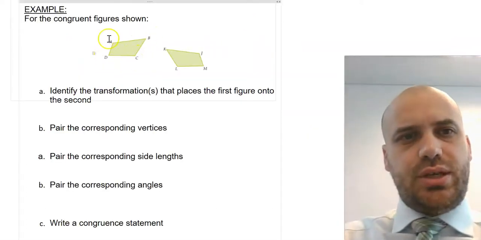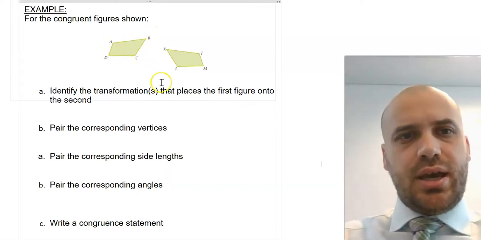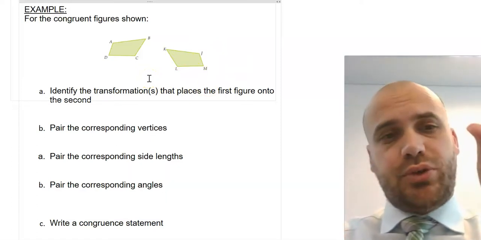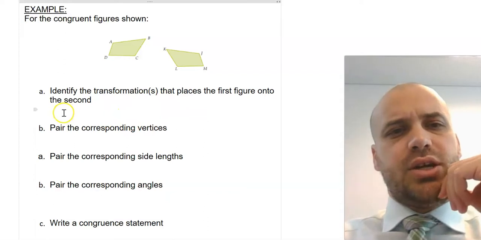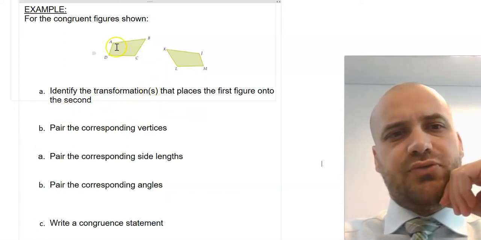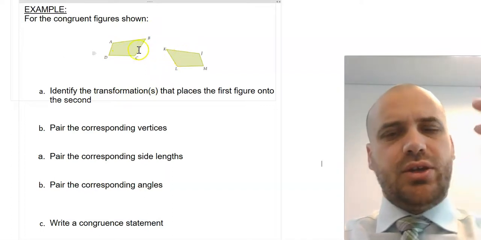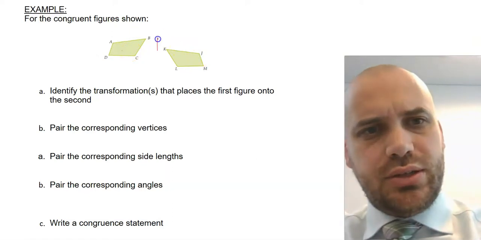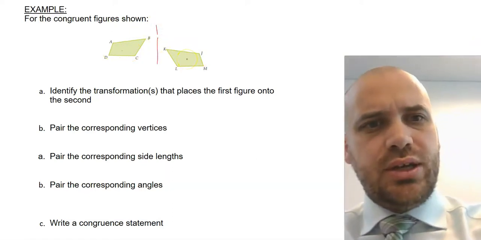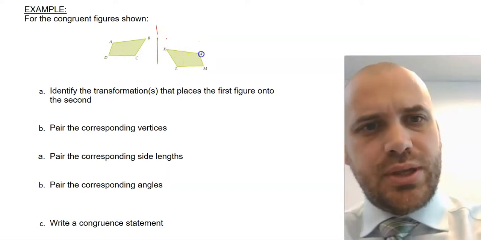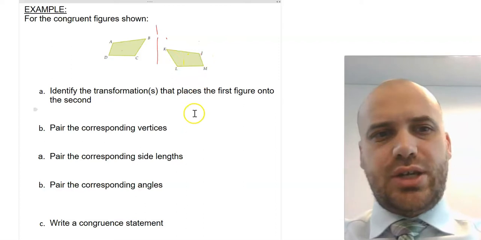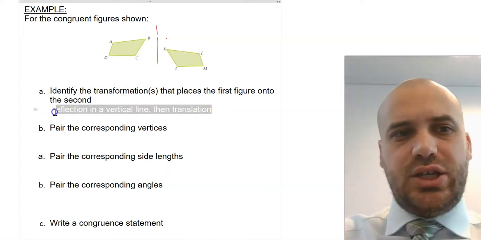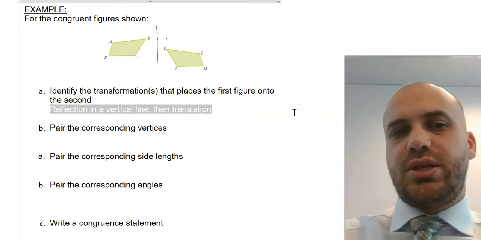The question you might get asked would be something like this. We have two objects here, ABCD, and we have, well whatever that is, KJML. Different orders, but we'll fix up the order in a second. The first thing you might get asked is to identify the transformations that place the first figure onto the second. To get this figure onto this figure, I've definitely got to reflect it over a line. But if I reflect it over the line, it's going to end up being up here somewhere. So then the other thing I need to do is a translation as well. A reflection in a vertical line, then translation. So those are the two transformations that we need to do here.